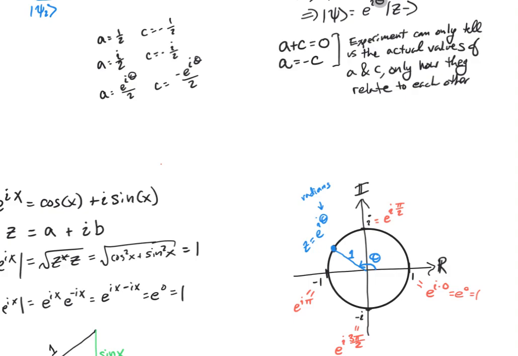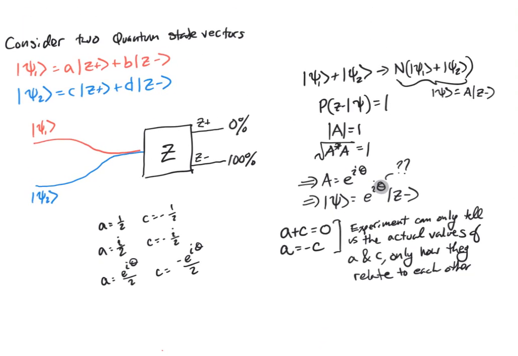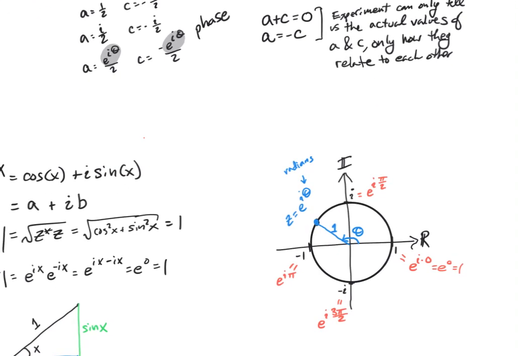And this information, this e to the i theta, that's right here, this information is referred to as the phase. The phase is its direction in the complex plane, independent of its magnitude, right? Because every number on this unit circle has the same magnitude of 1. But what we say is that each of these numbers has a different phase. Phase is a fancy word for angle.